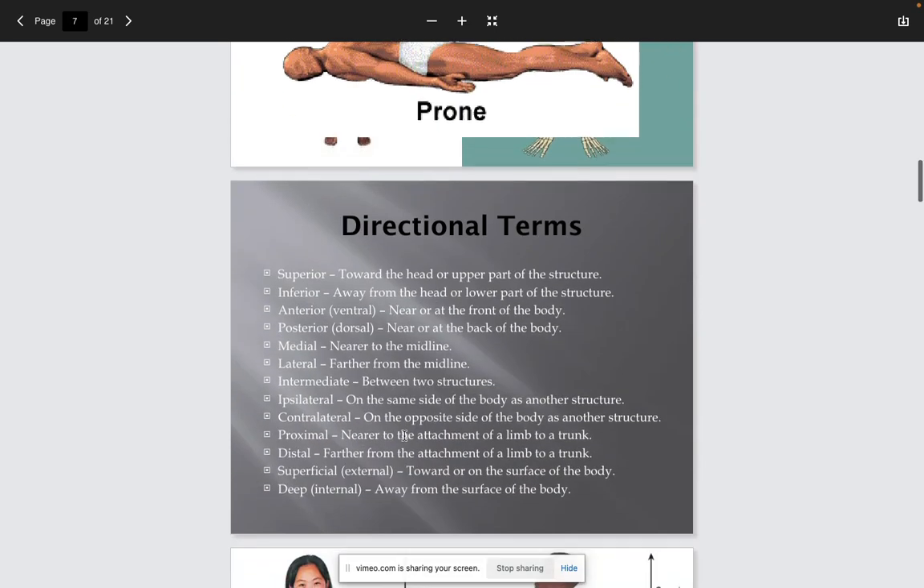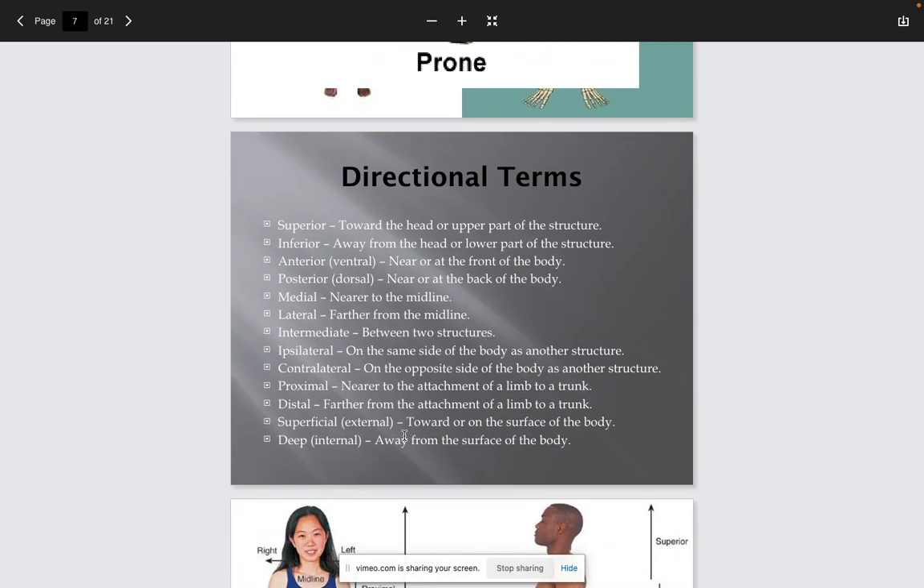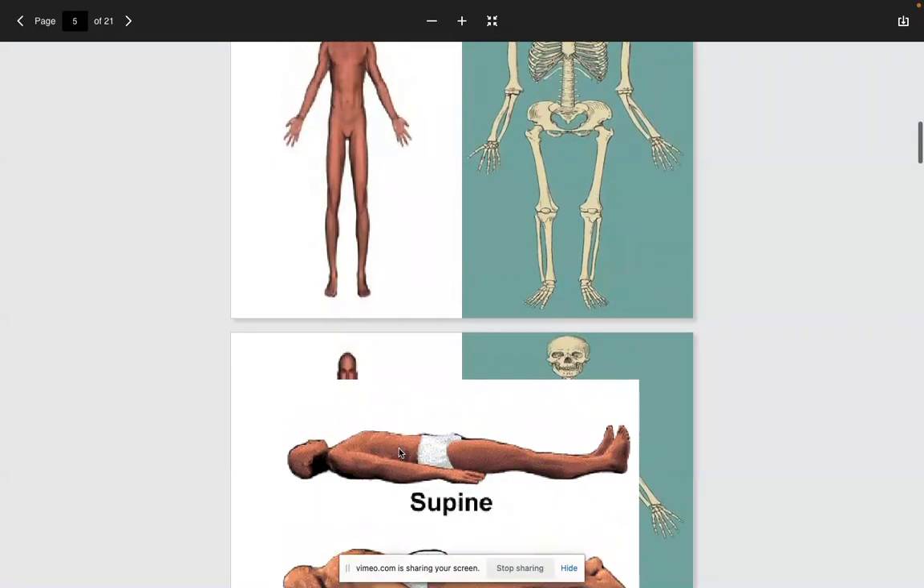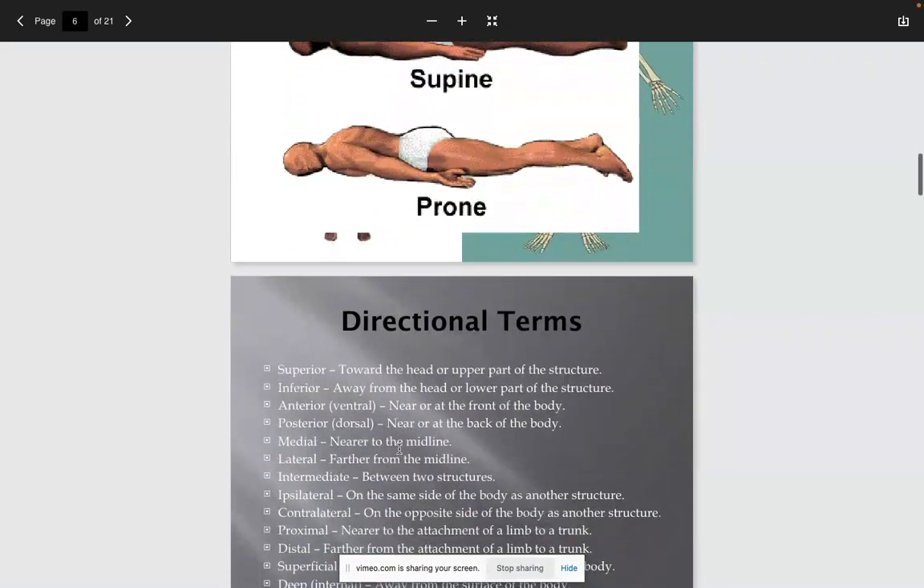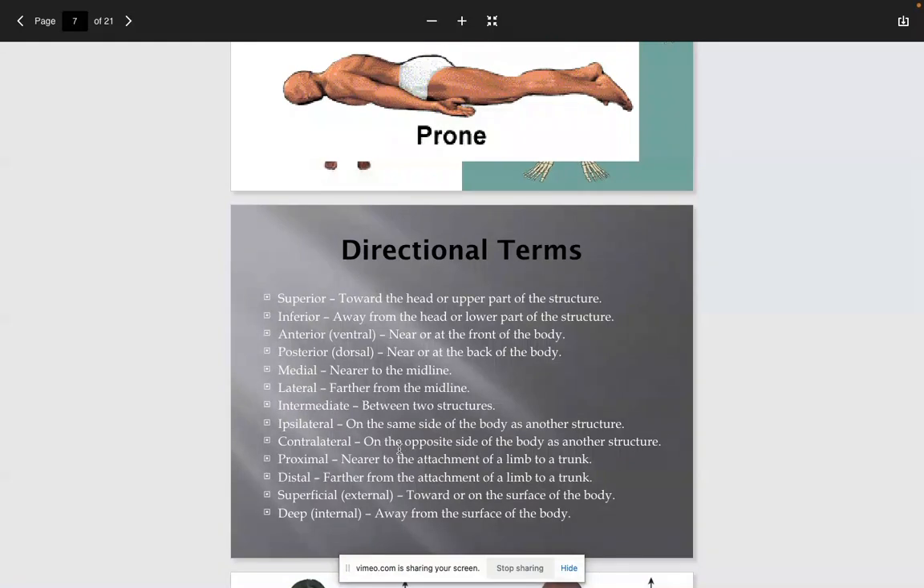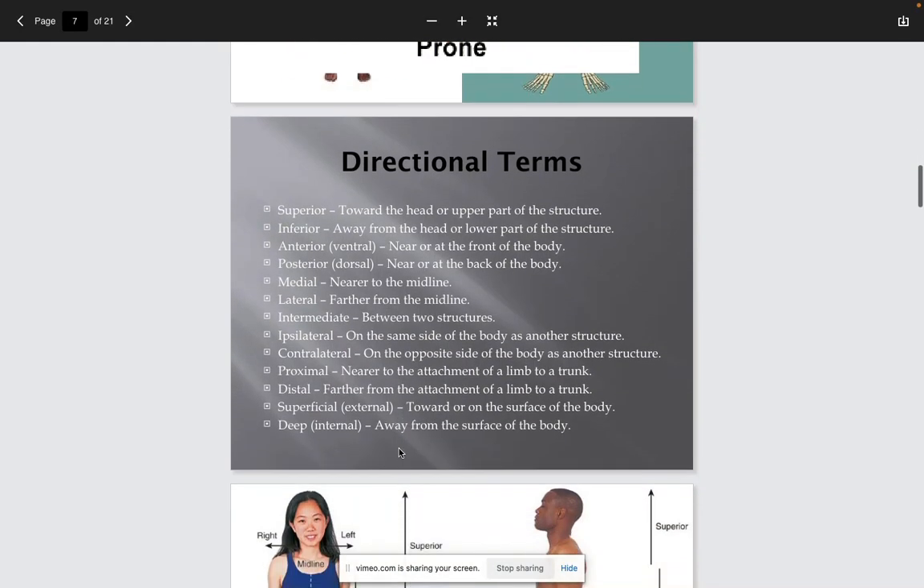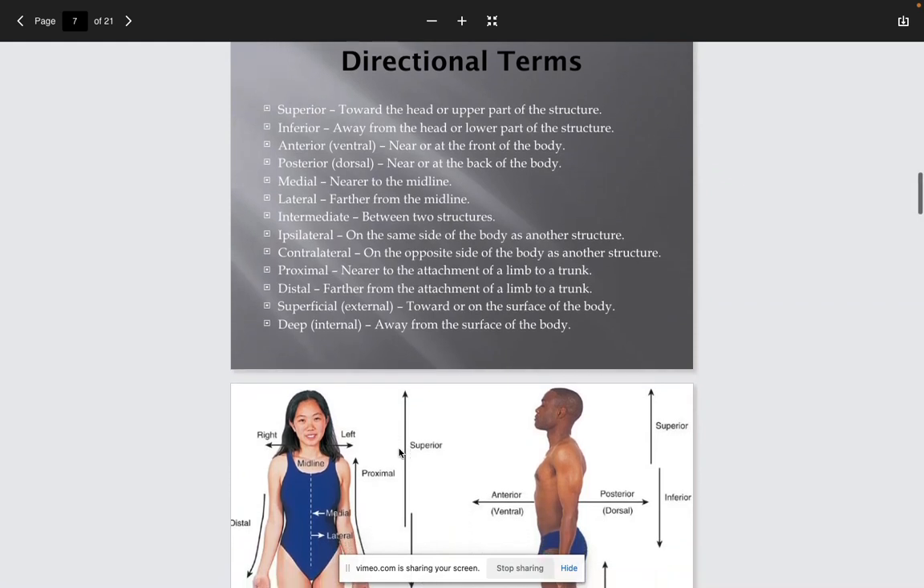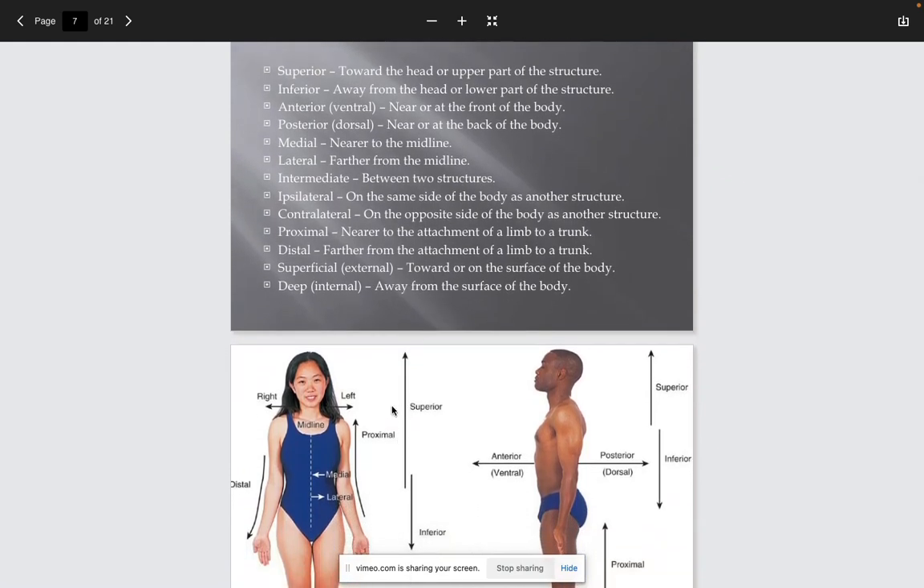So these are important directional terms. So we have the body regions, we know those. So these are going to be directional. These are going to describe where things are relative to one another. And we'll go over here to the picture to illustrate this. So superior is going to mean toward the head or upper part of the structure. So I would say the head is superior to the foot, right? Vice versa, the foot is inferior to the head, right? It's away from the head or the lower part of the structure.